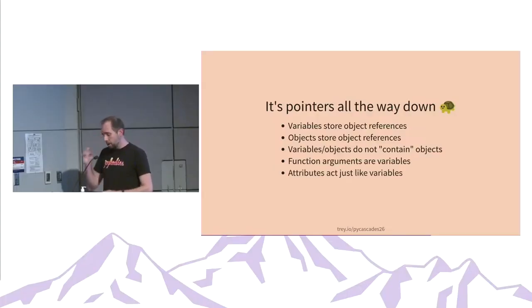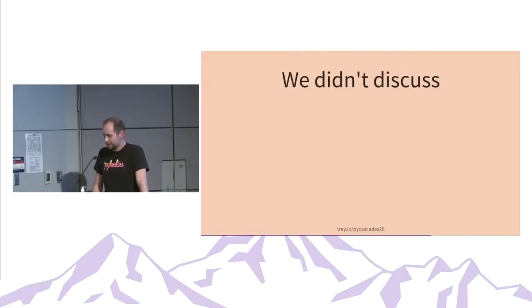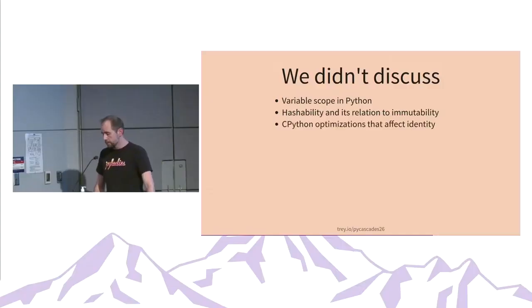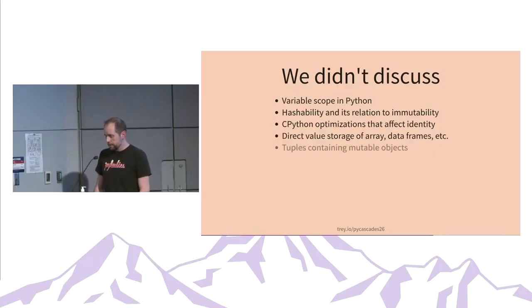But there are many odd corners of this topic that we didn't cover today for the sake of time, and you often don't need to know most of these things, honestly. We did not discuss variable scope in Python, which might seem like a big oversight, but mostly Python just has your back. It tries to do what makes sense when it comes to variable scope. We didn't discuss hashability. We didn't discuss optimizations that CPython does around numbers, strings, and tuples that people like to talk about and doesn't really matter most of the time. Arrays and direct value storage, and the fact that tuples can contain mutable objects, which seems like a gotcha, and it can be a gotcha at times.